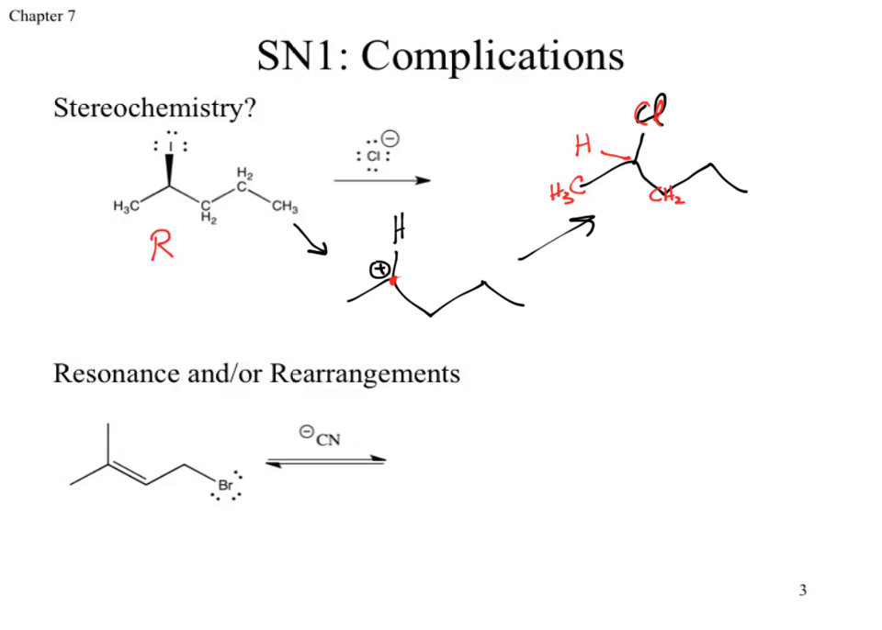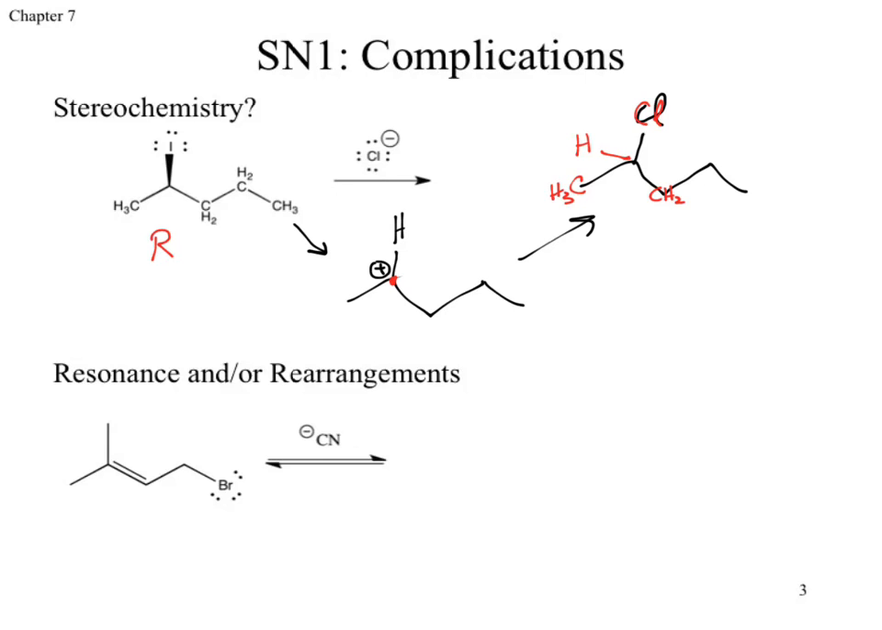sp2, which means there's one p orbital left over. What does a p orbital look like? Dumbbell. Where are the dumbbells on that p orbital, if we assume this drawing is drawn three-dimensionally correct? Towards us? One dumbbell is coming at you, one dumbbell is going away. Why is that important? What can you put into a lobe of the dumbbell?